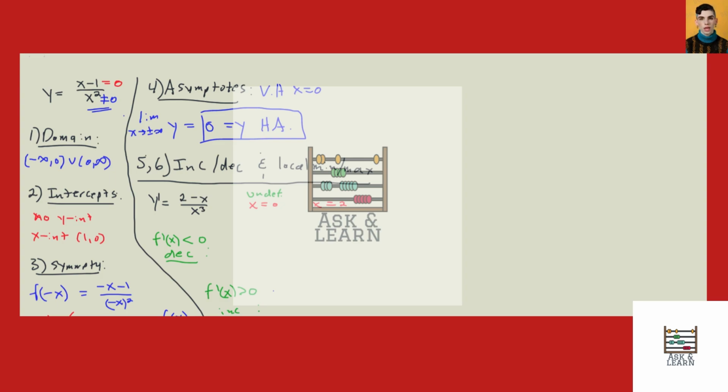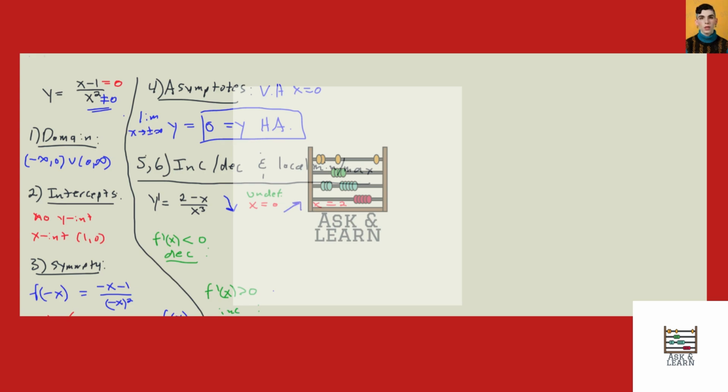So let's pick a number smaller than 0 and plug it into here. So like let's do negative 1. So 2 minus negative 1 would be 3, and then negative 1 cubed would be negative 1. So 3 divided by negative 1 is negative 3. So that means it's going to be negative to the left of x is equal to 0. Now we pick a number between 0 and 2. So let's do 1. So plugging in 1, we'd get 2 minus 1, which is 1. And then 1 cubed is also 1. So it would be positive there.